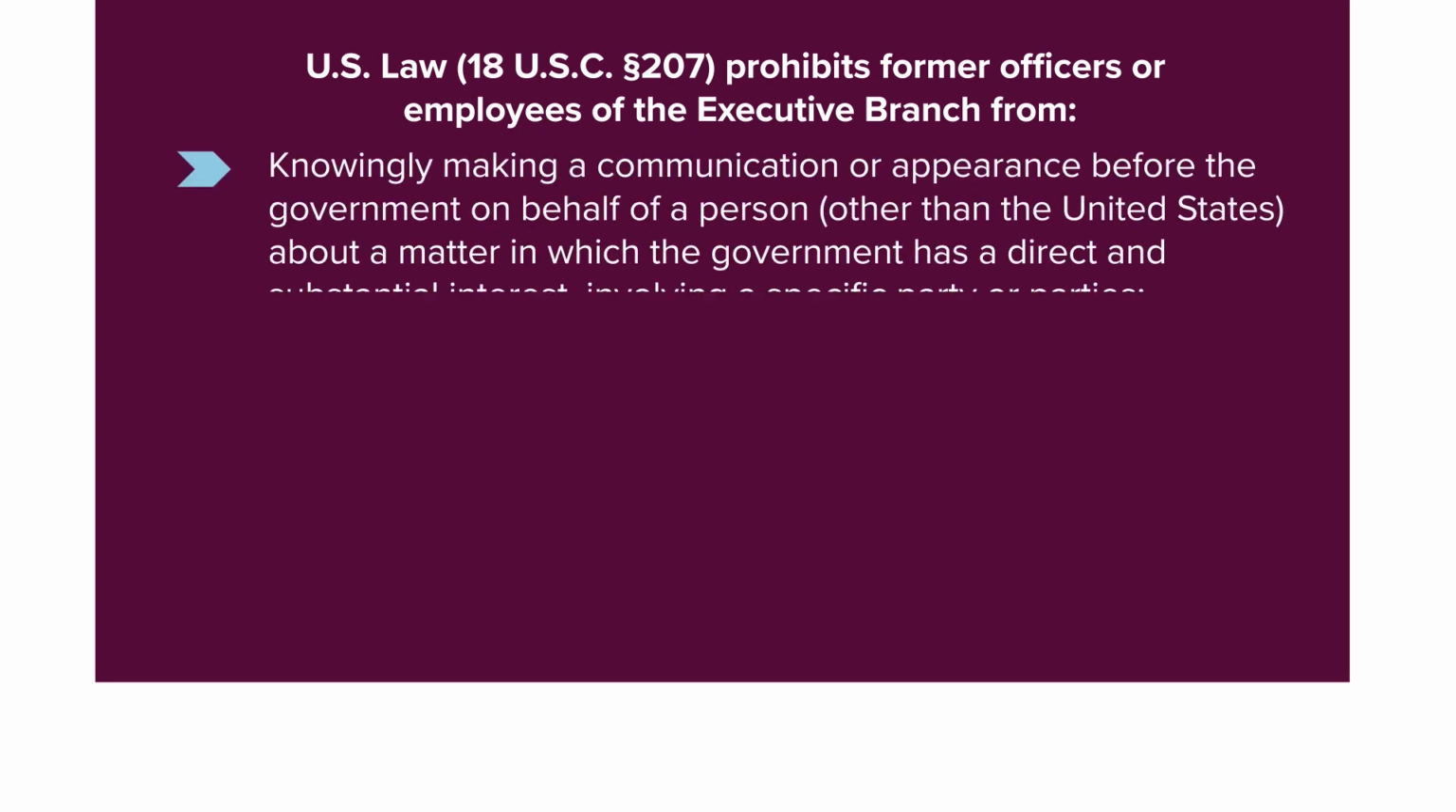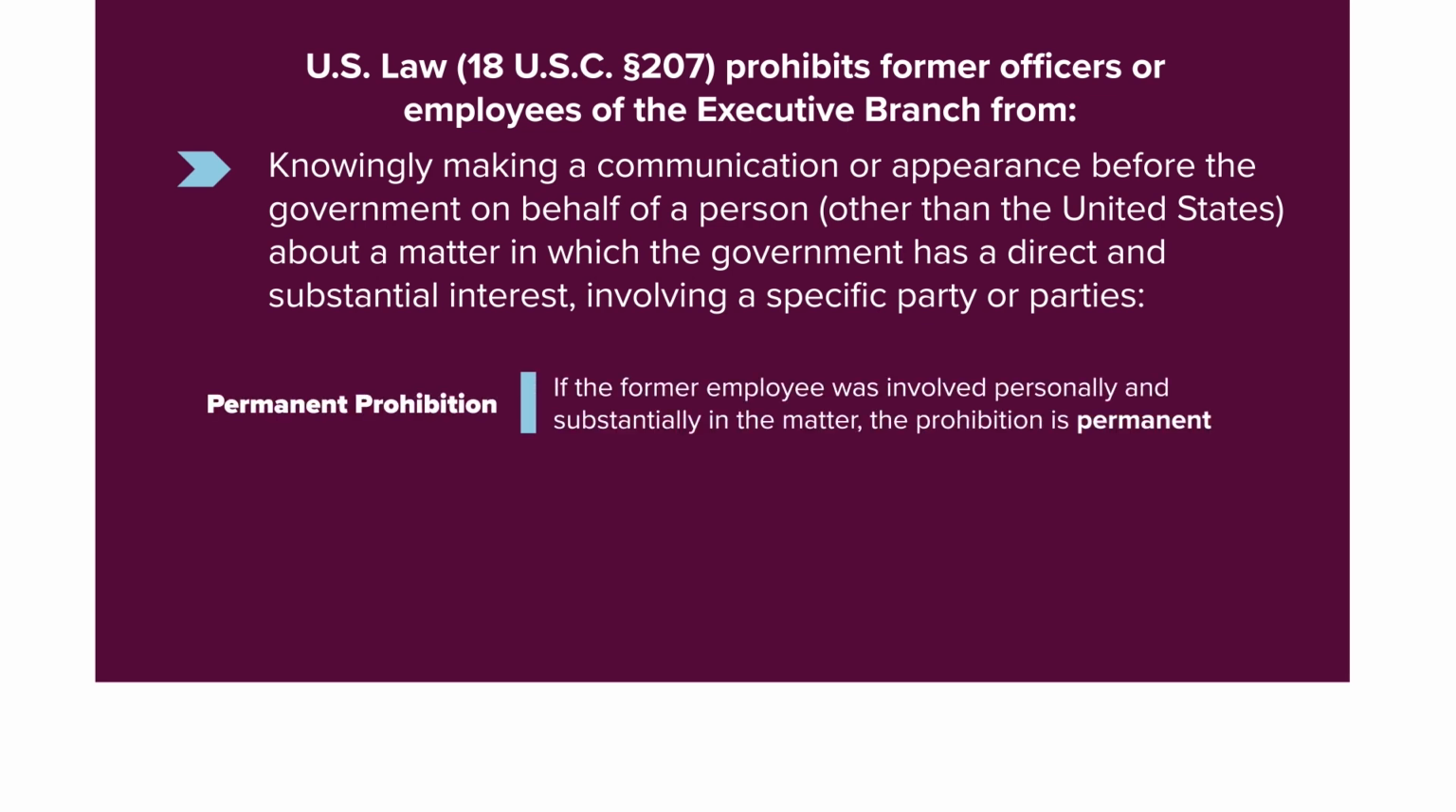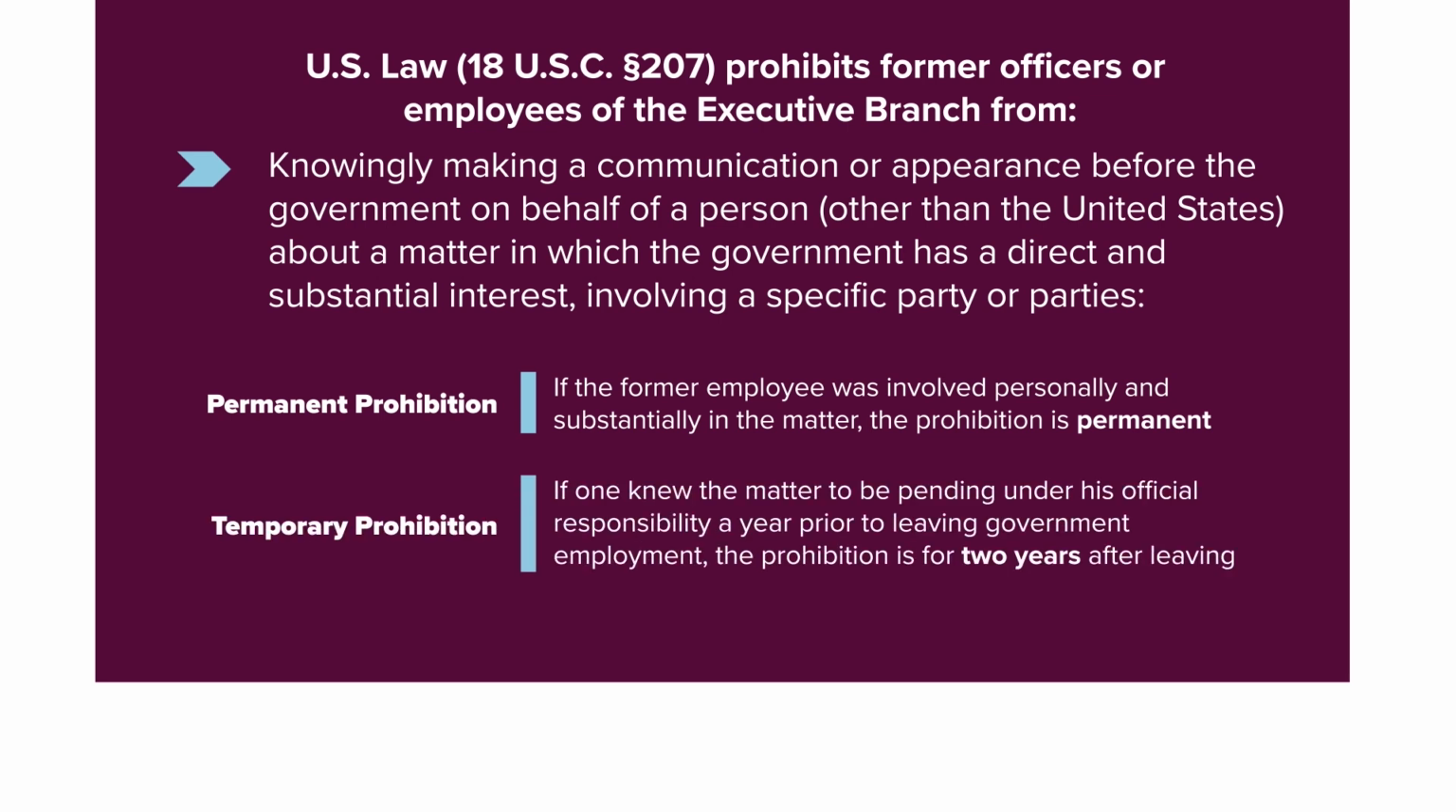U.S. Law 18 U.S.C. 207 prohibits former officers or employees of the executive branch from knowingly making a communication or appearance before the government on behalf of a person other than the United States about a matter in which the government has a direct and substantial interest involving a specific party or parties. If the former employee was involved personally and substantially in the matter, the prohibition is permanent. If one knew the matter to be pending under his official responsibility a year prior to leaving government employment, the prohibition is for 2 years after leaving. Criminal penalties include a fine or imprisonment.